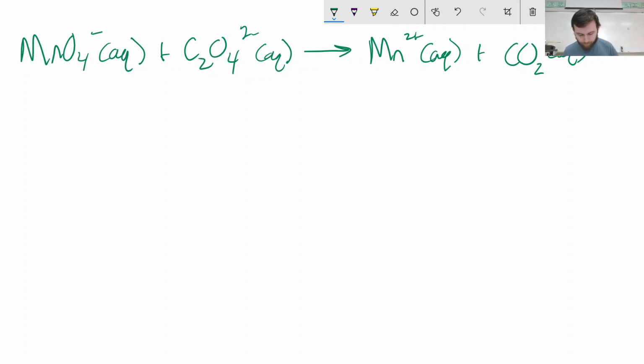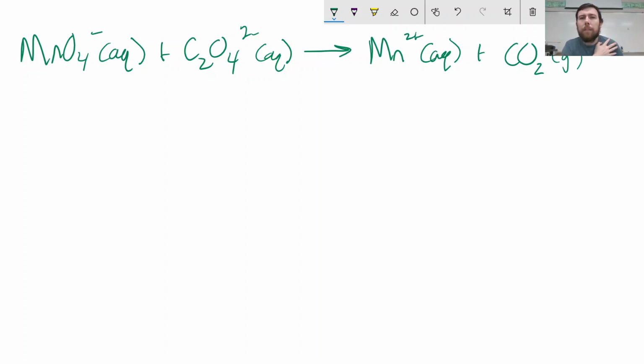And actually, I think it's telling us that it's supposed to get bubbles. So it shouldn't be dissolved. There should be some of this bubbling out. So we'll just change that real quick. Should be carbon dioxide as a gas.